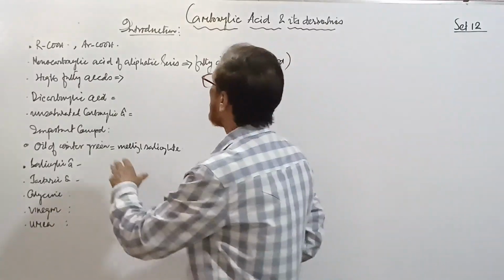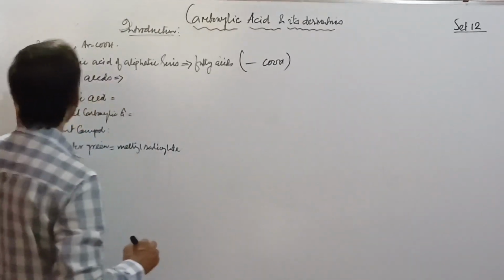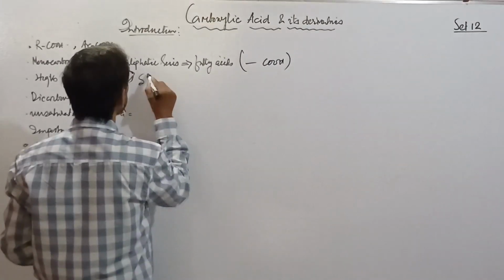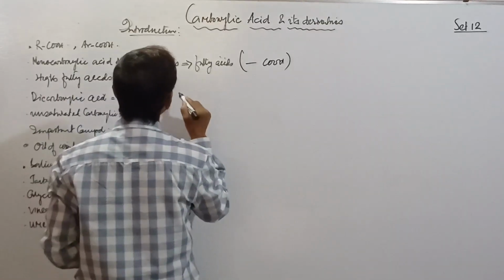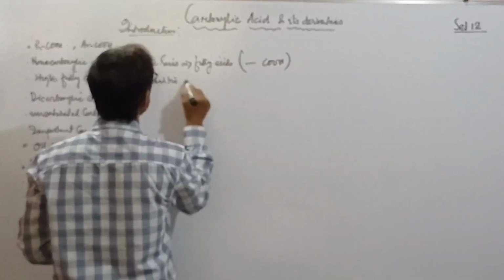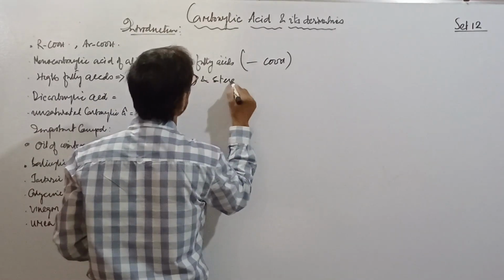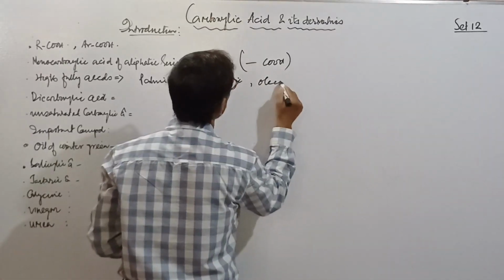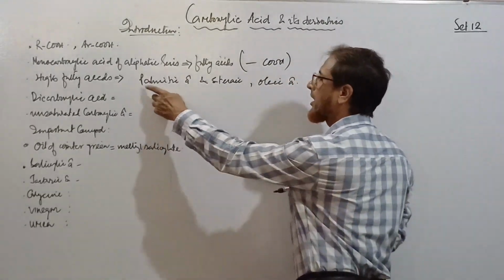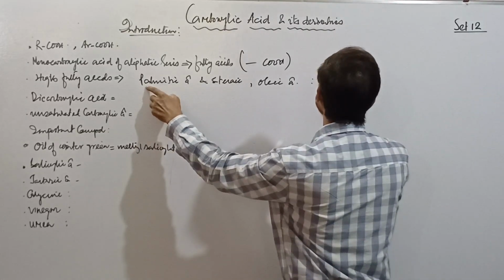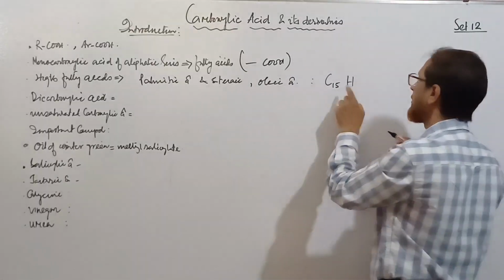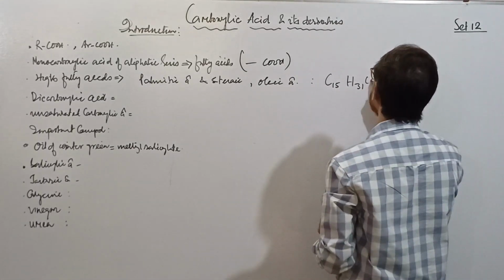And the next point is that there are some higher fatty acids also. From the exam point of view, higher fatty acids are stearic acid, palmitic acid, and oleic acid. All are monocarboxylic acids. So what is palmitic acid? It very often comes in your exam. Palmitic acid is C15 with hydrogen 2n plus 1, that is 15 plus 30, 31, so C15H31COOH.